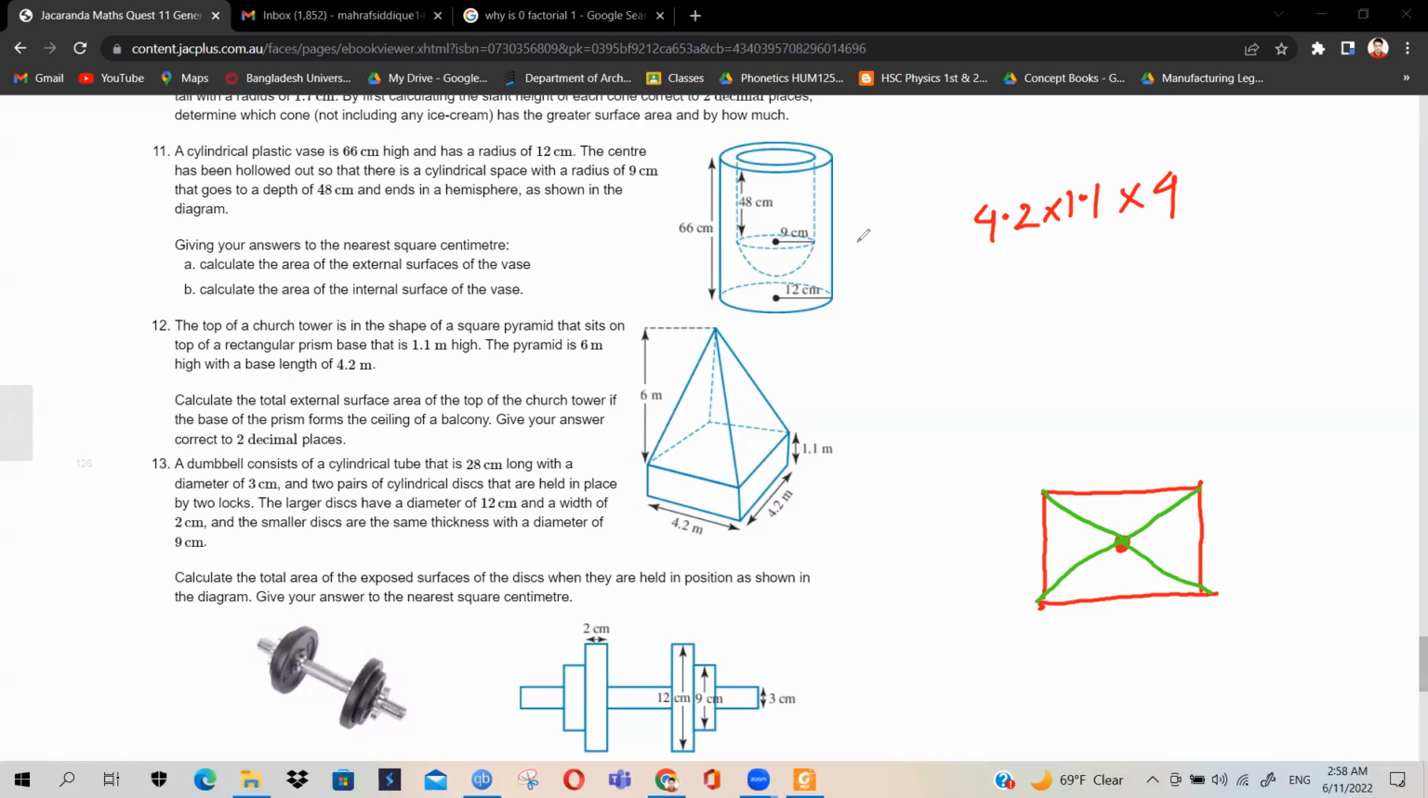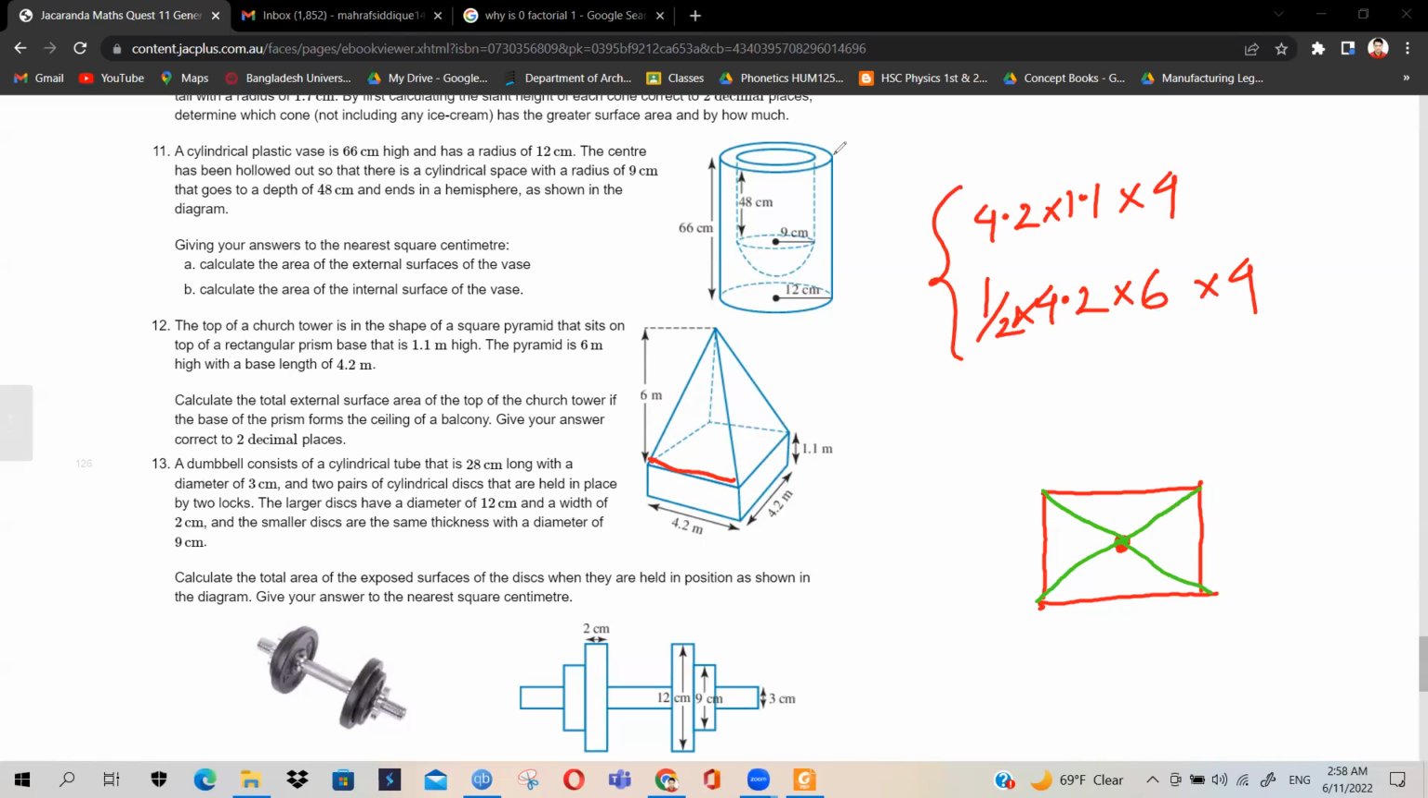And another thing, it won't be needed here as well, but it is important information to know. The height of each triangle is given, and what is the base? The base is 4.2. So for the triangle, it would be half times 4.2, which is the base, times the height, which is 6, and we have four of these triangles. Adding them together, you will get the total external surface area.